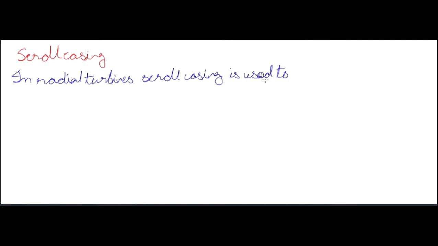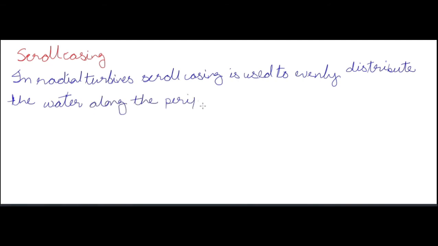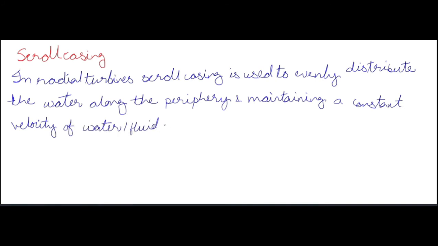So first of all there is a scroll casing, or the casing. The scroll casing in radial turbines is used to evenly distribute the flow of water along the periphery and maintain a constant velocity of water. Means the scroll casing in radial turbines is used to evenly distribute the water flow along the periphery and maintain a constant velocity of fluid or water. In this case water is the fluid, so it maintains a constant velocity.